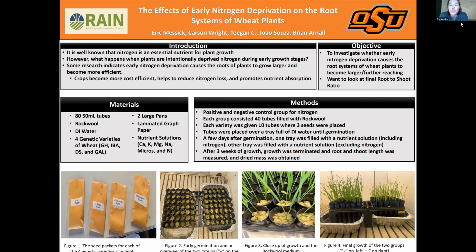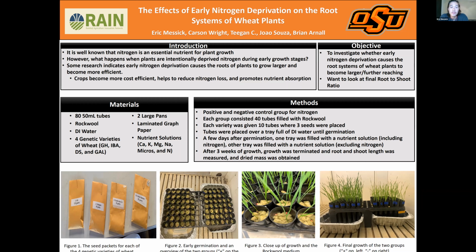The objective of our study was to investigate whether early nitrogen deprivation causes the root systems of wheat plants to become larger, and to find that we wanted to look at the final root to shoot ratio. Moving on to the materials section, we had about 80 50 milliliter tubes, rock wool, DI water, and we used 4 genetic varieties of wheat for the test. We had GH for Green Hammer, IBA for IBA, DS for Don't Stop, and Gal for Gallagher. We chose these varieties just because they're pretty common for farmers to use.